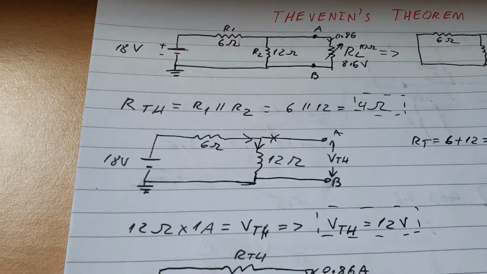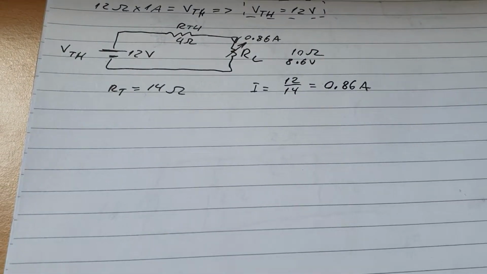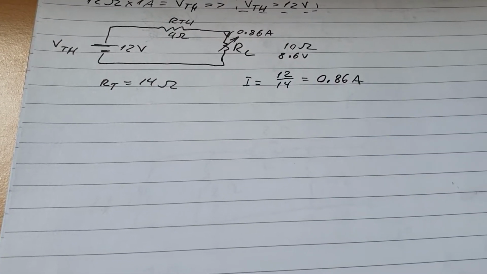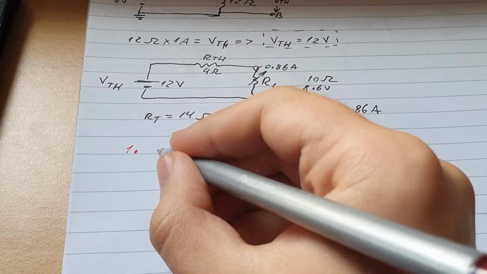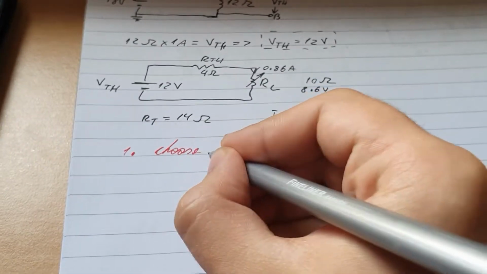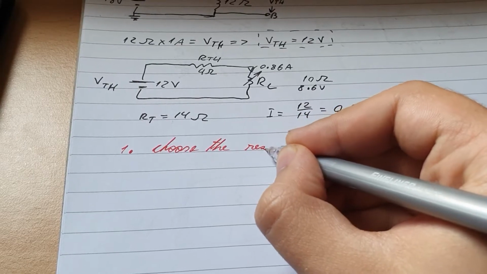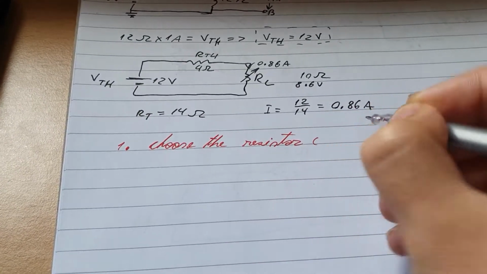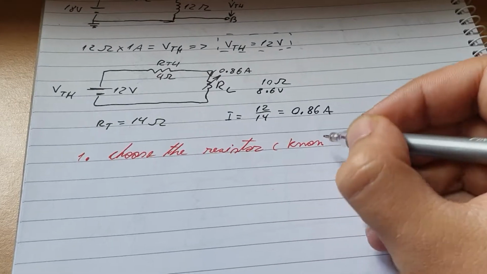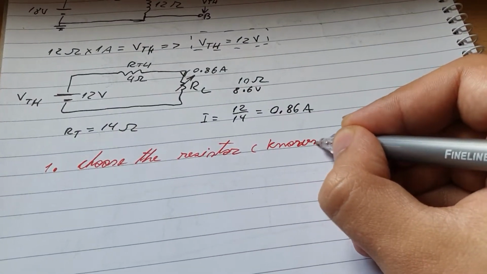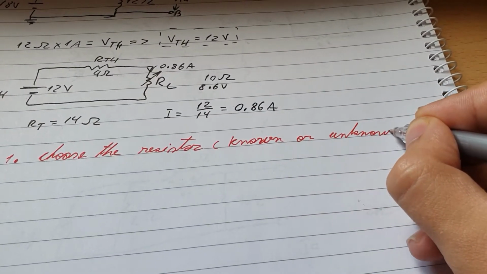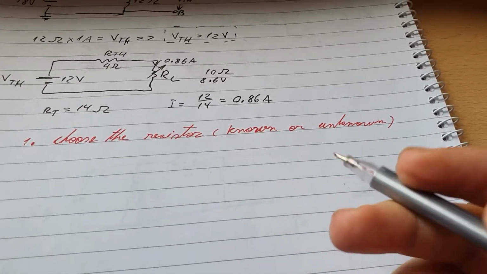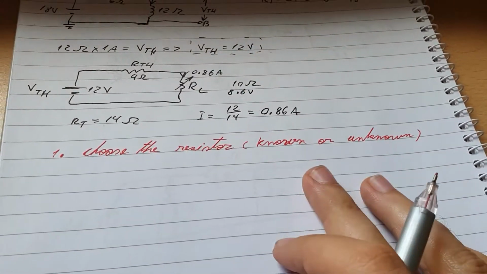And these are the basics. So if we can do a recap of it, we can write down the steps. Step number 1 will be to choose the resistor. It can be known or unknown. It can be both. You can know it or you can not know it and determine it later.